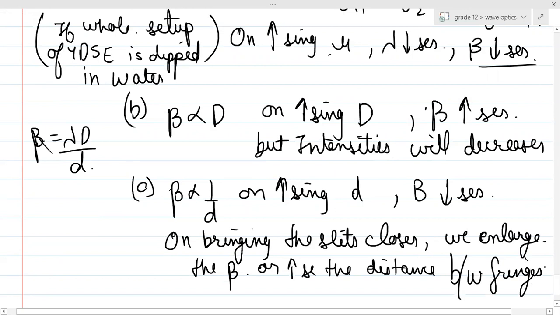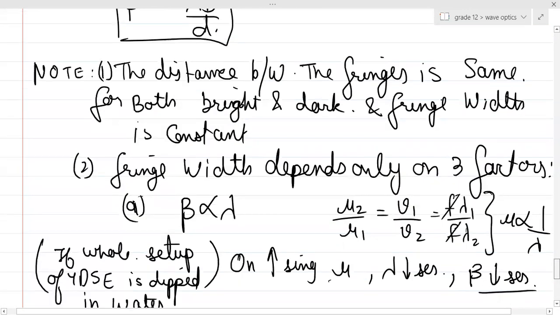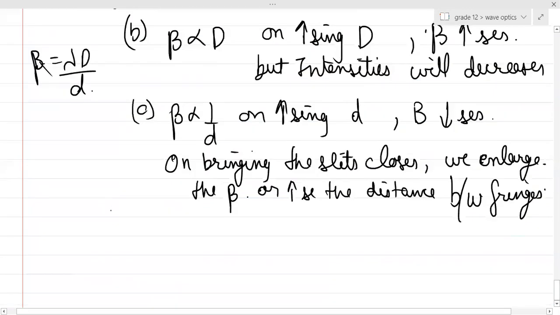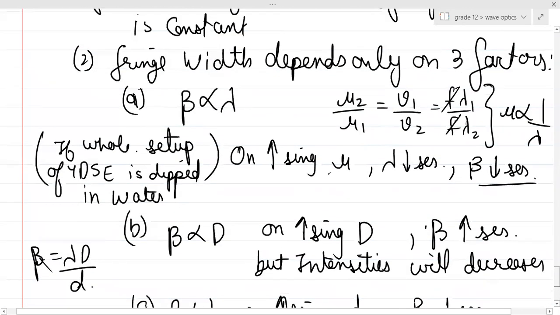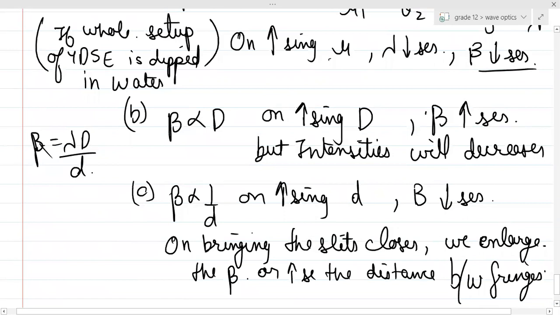So guys, I think I made my point pretty clear. Yes or no? Fine. Fringe width is independent. Yes, one more important thing about fringe width. The second point is done. Have you noted down till this much? Everyone?